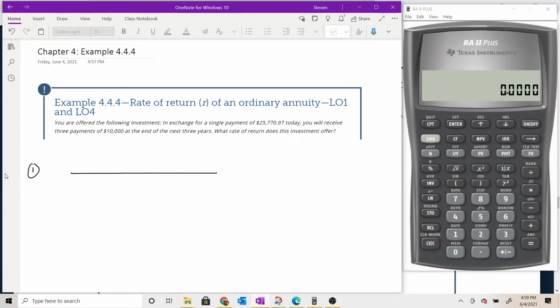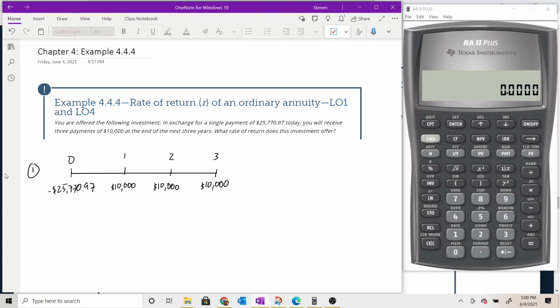At time period 0, that is today, with this one, we will have a cash outflow of $25,770.97. And then 1 year from today, we will receive a cash inflow of $10,000. 2 years from today, we'll receive another cash inflow of $10,000. And then finally, at the end of year 3, we will receive a third and final cash inflow of $10,000.